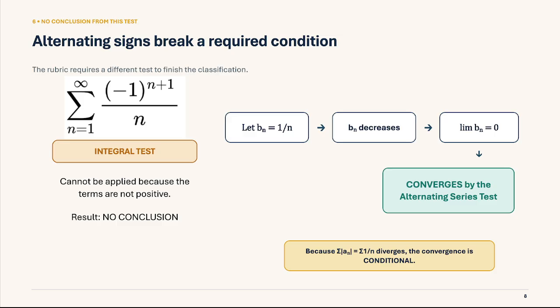We use the alternating series test and define b sub n as 1 over n. The sequence b sub n is decreasing and its limit as n approaches infinity is 0. Therefore, the series converges by the alternating series test. However, the absolute value series is the harmonic series, which diverges. Therefore, the original alternating series converges conditionally.